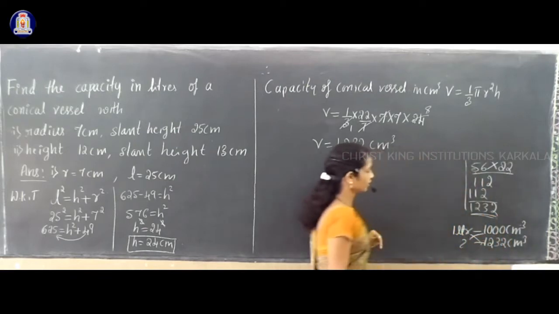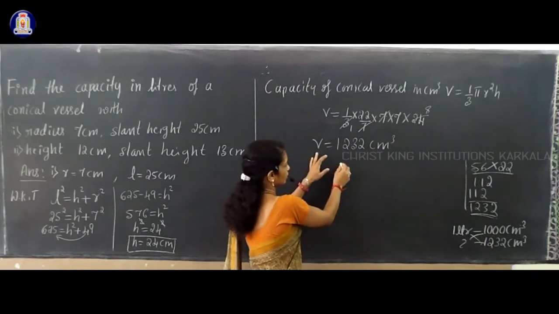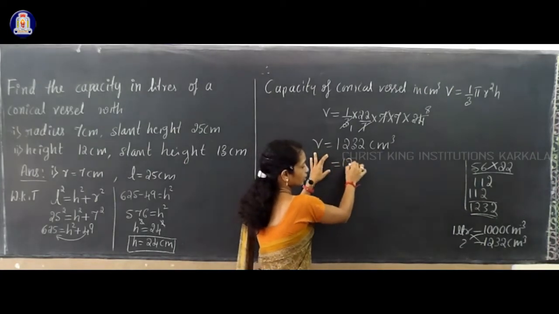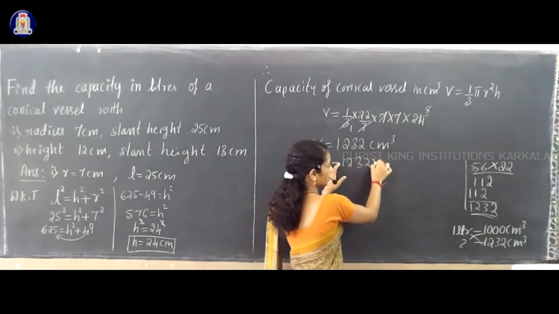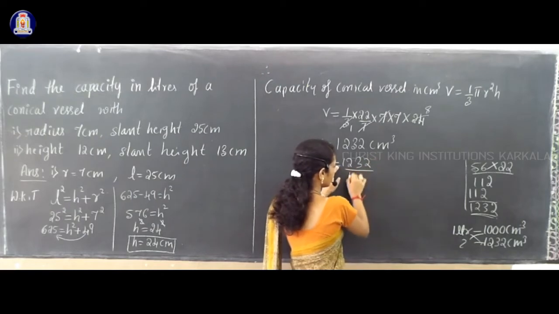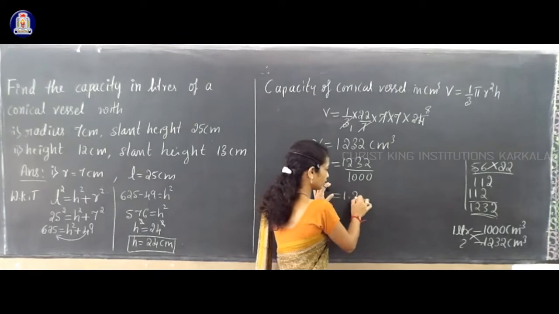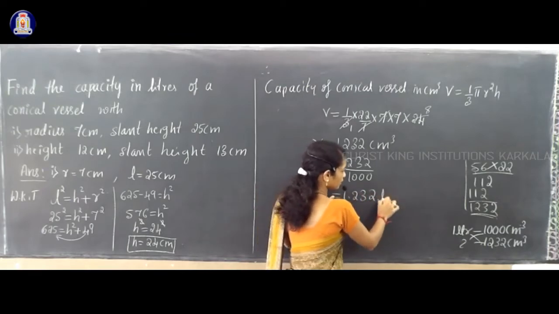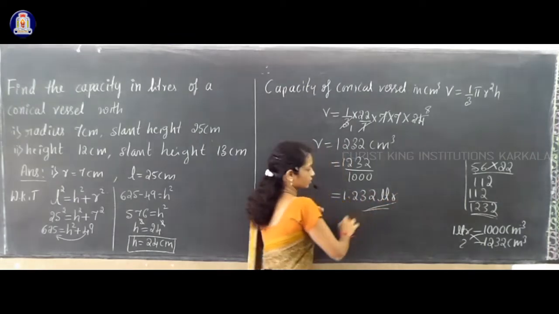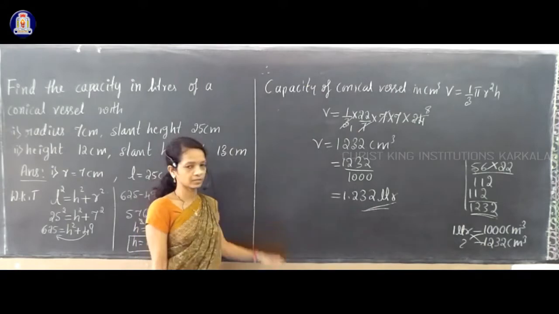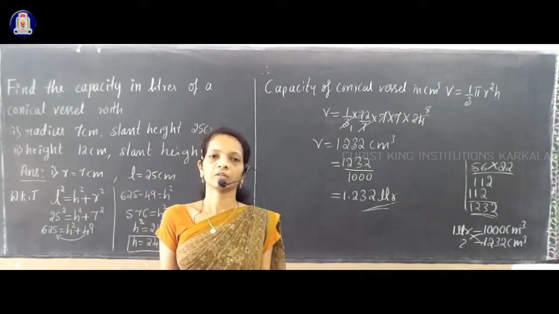You have to find that by cross multiplication. That is equal to 1232 into 1, divided by 1000, and that gives you the answer 1.232. This is in liters. So this is the capacity of the conical vessel in liters. Okay, thank you.